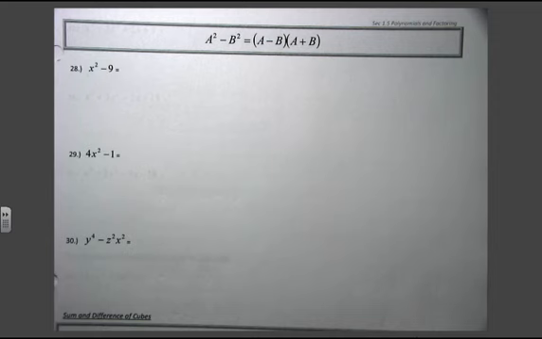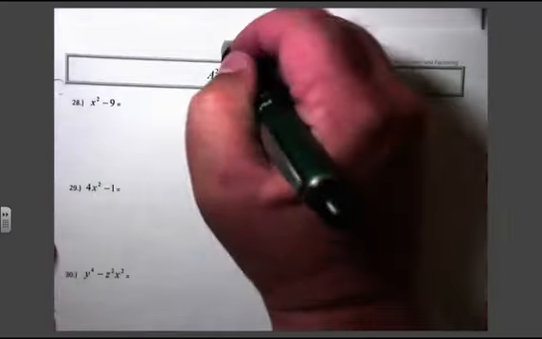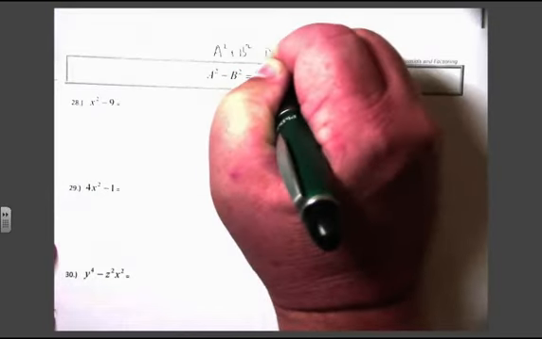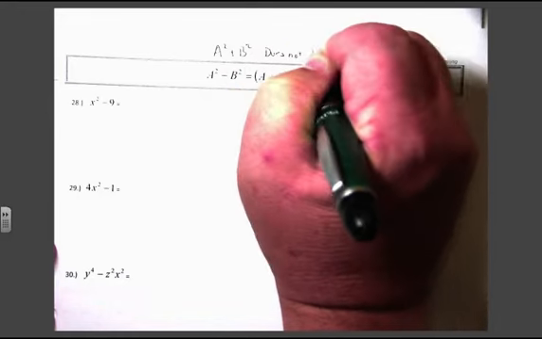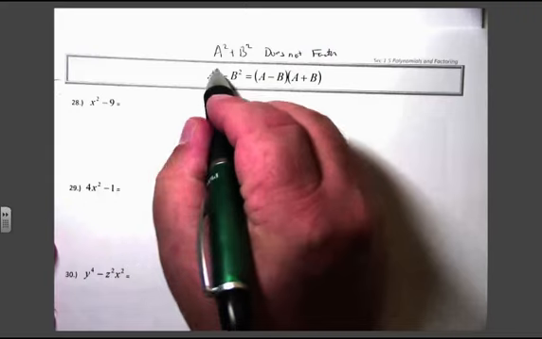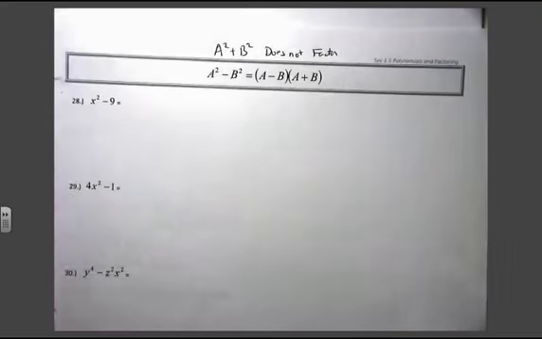It is called the difference of squares. Now, the sum of squares can't factor, so I'm going to write that up here for your benefit. A squared plus b squared does not factor. This is called a difference of squares: a squared minus b squared. This means the first term is being squared minus the second term being squared, and it factors into a minus b times a plus b.